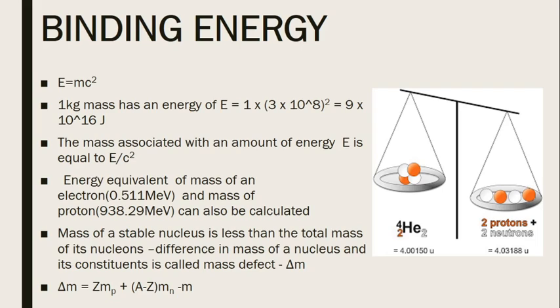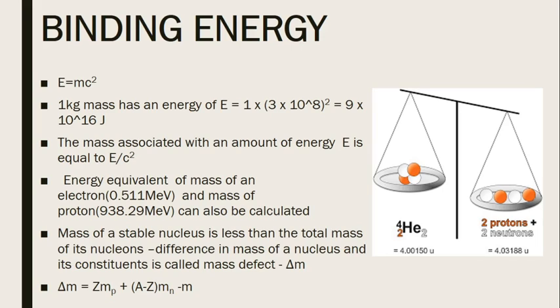Moving on to the figure. Here we have a helium nucleus, He 2 4, on the left pan, and the nucleons on the right pan. In a helium nucleus there are 2 protons and 2 neutrons, so we have 2 protons and 2 neutrons on the right pan. Which pan will move? The pan that has the nucleons will weigh more than the stable helium nucleus.